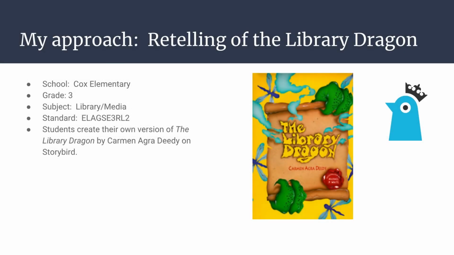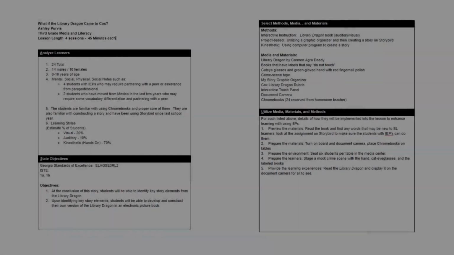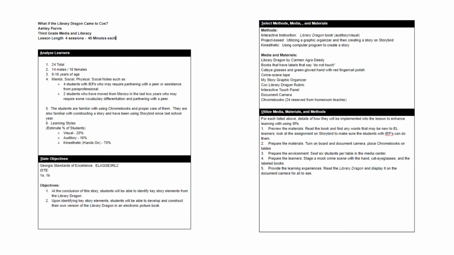This is my approach to teaching the Assure model lesson. The lesson is titled, What if the Library Dragon Came to Cox Elementary? I decided to incorporate both ELA and technology elements into the lesson. Of course, I chose The Library Dragon by Carmen Agra Deedy for my read aloud.